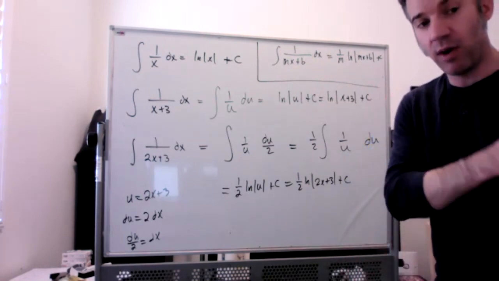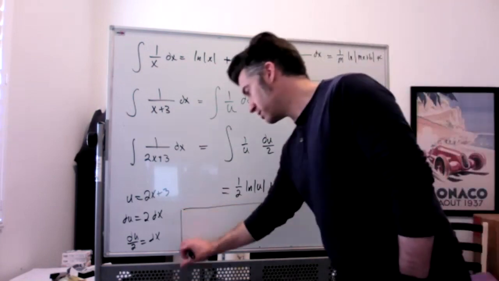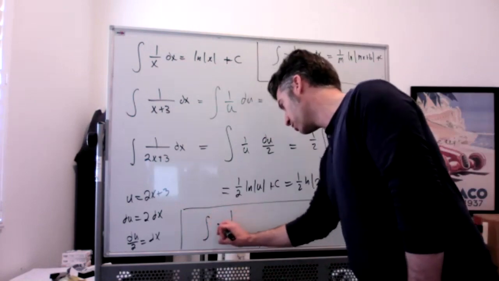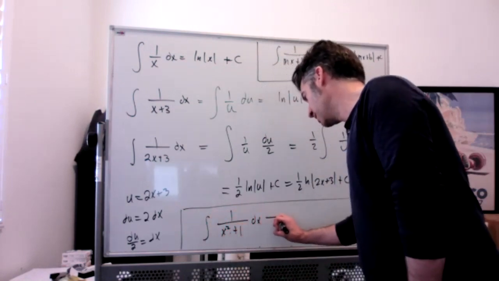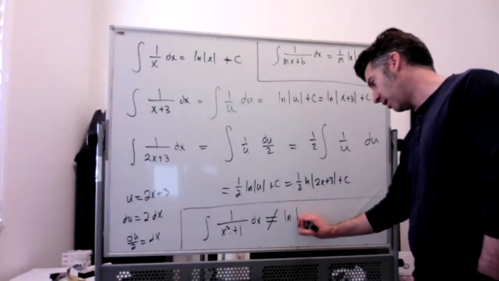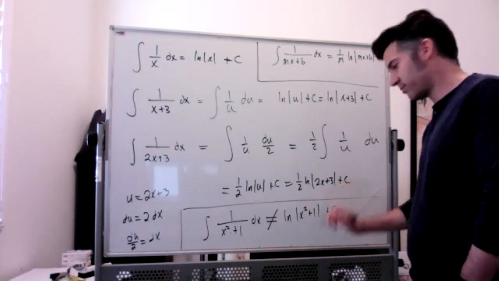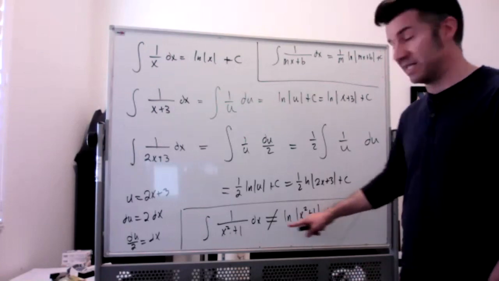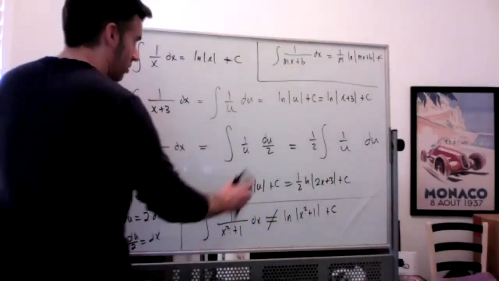Be aware. This is a very common mistake I've seen a ton of people make. The integral of 1 over x squared plus 1 is not equal to the natural log of the absolute value of x squared plus 1. Why not? Because the derivative of this is not equal to that. Let me erase here. I think I need a little bit more room.